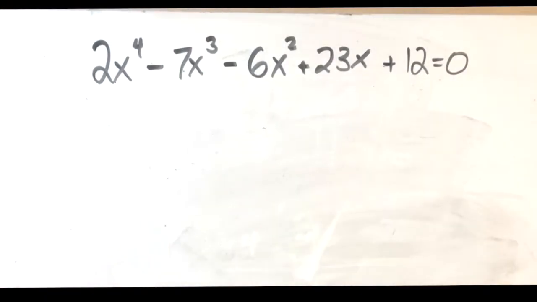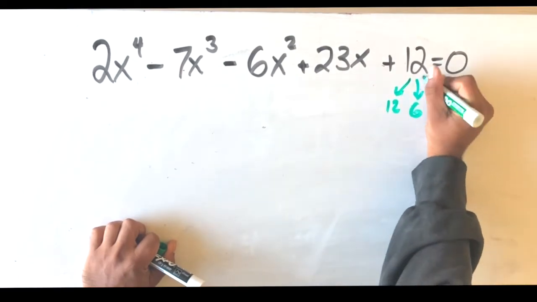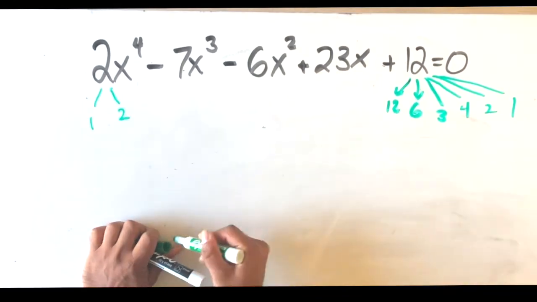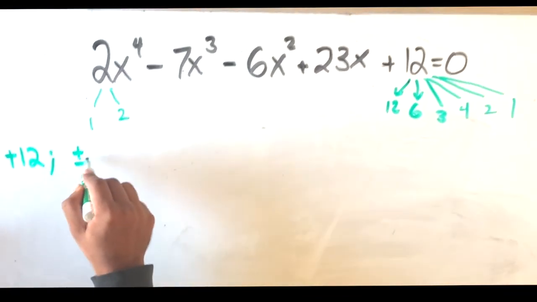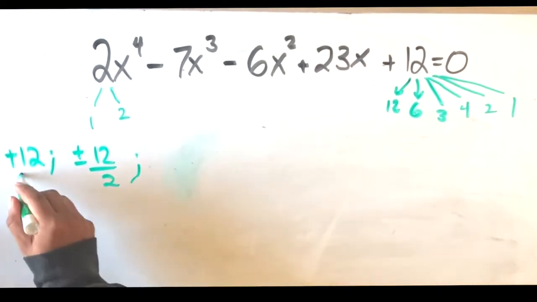All right, so this is a little bit of a longer one. We're going to end up doing it twice, but the concept's still the same. So what I'm doing here is I'm figuring out my possible numbers to start dividing this by. So I take my factors of 12 and divide it by the factors of 2.